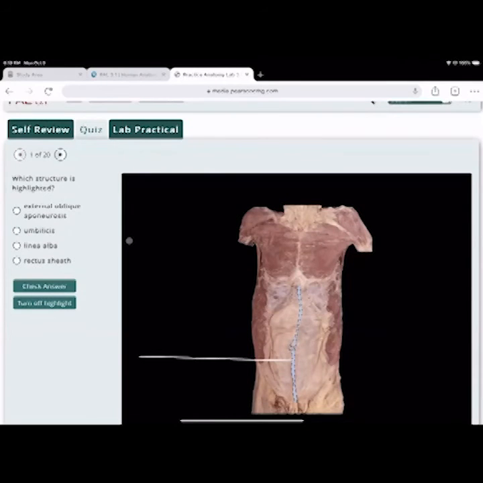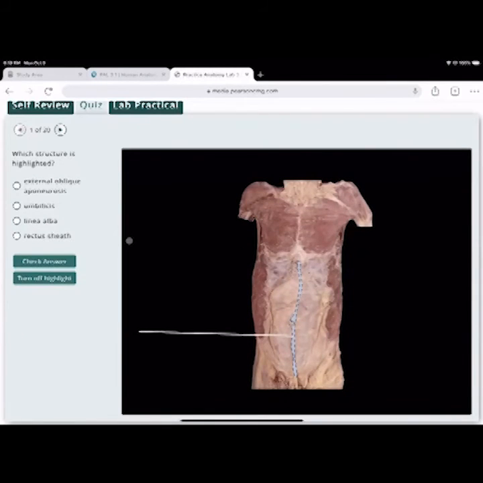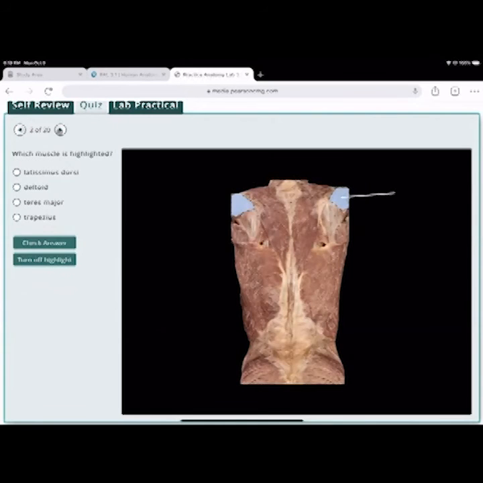What structure is highlighted? Linea alba. White line. Perfect. Which muscle is highlighted? The deltoid. The deltoid. Very good.